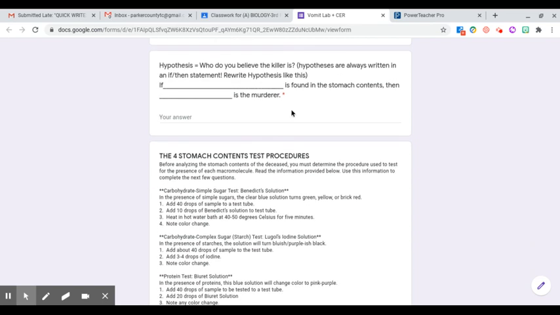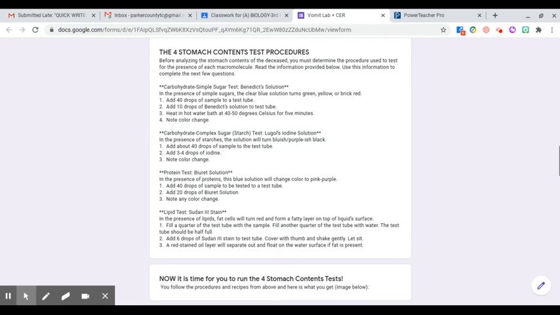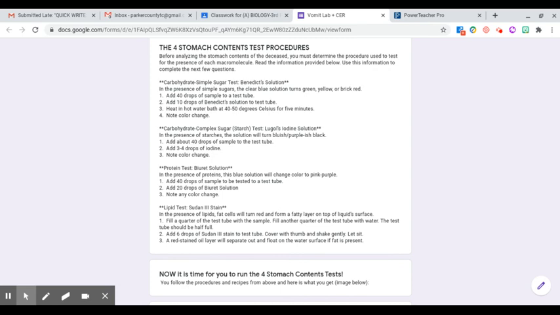The hypothesis, this is what you believe. Here's how hypotheses are written. This is how they'll be written for the remainder of the year. Please use this template. So here are the 4 tests.